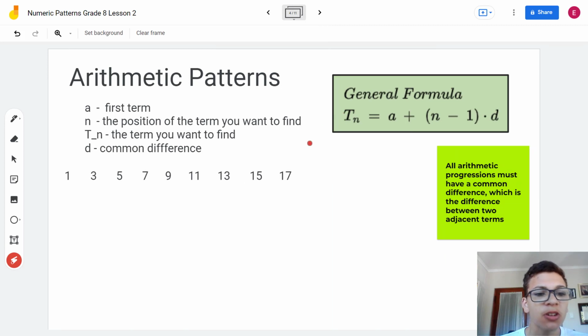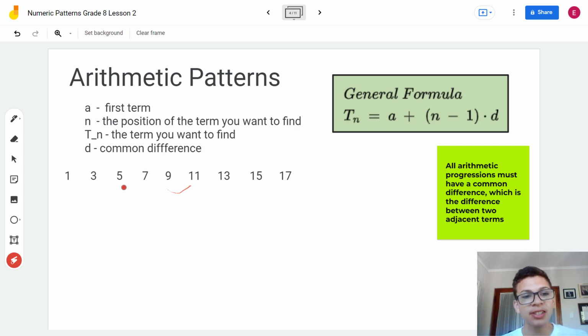Firstly, we need to know what an arithmetic pattern is. Let's start with an example. Consider this pattern here: 1, 3, 5, 7, 9, 11, and so on. As you can see, when you jump from 1 to 3, you add 2. From 3 to 5, you add 2. 5 to 7, you add 2. 7 to 9, you add 2. 9 to 11, you add 2. So each time you're adding 2 to get to the next term.